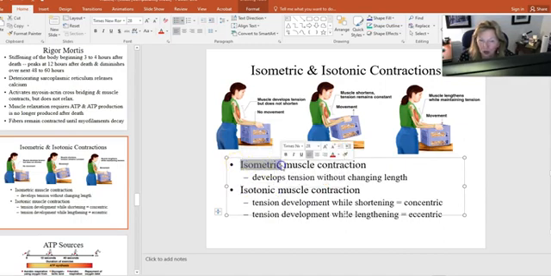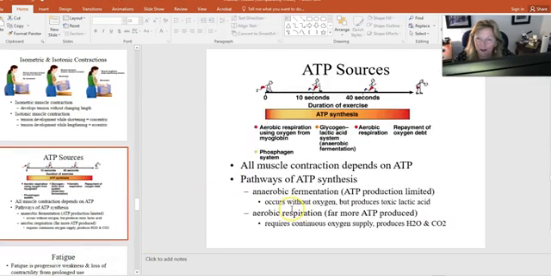Isometric, if I told you to go stand at the wall and push it over a foot, you wouldn't be able to do it. But it wouldn't mean that your muscles weren't contracting, they are. But isotonic means you're actually seeing visible movement.